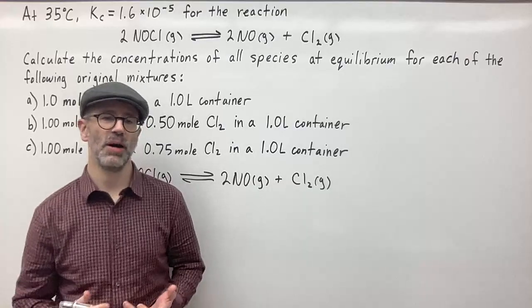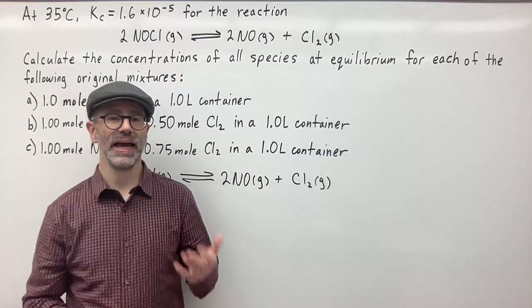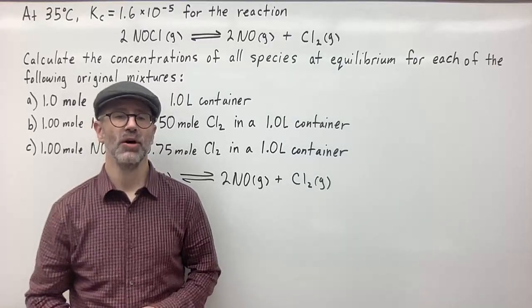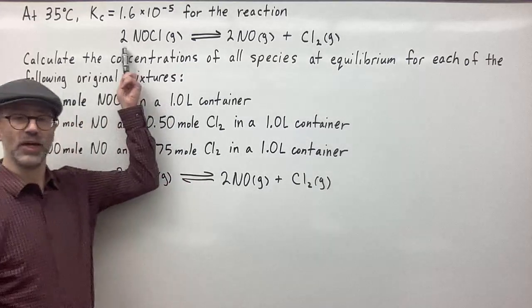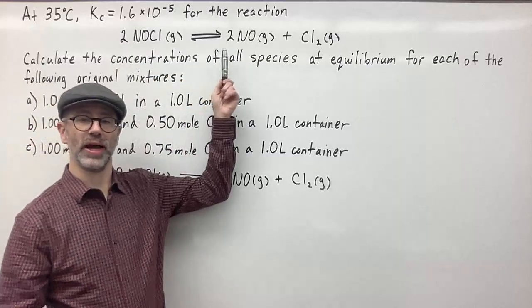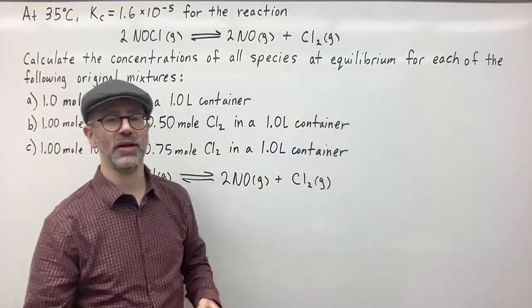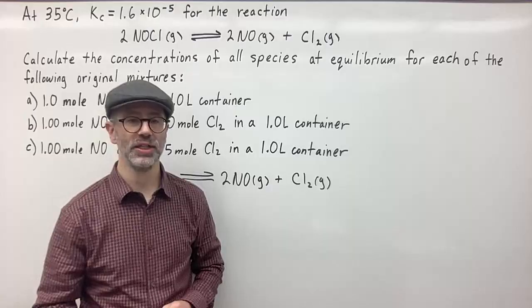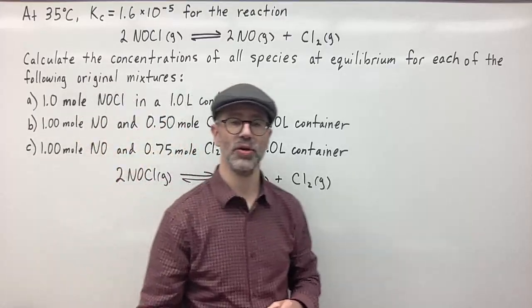Okay, so in this problem we're told at 35 degrees Celsius the Kc is equal to 1.6 times 10 to the negative 5 for the reaction, and then they give you the reaction. It's 2 NOCl gas in equilibrium with 2 NO gas plus Cl2 gas. And they wanted us to calculate the concentrations of all the species at equilibrium for each of the following original mixtures. So what are the original mixtures?